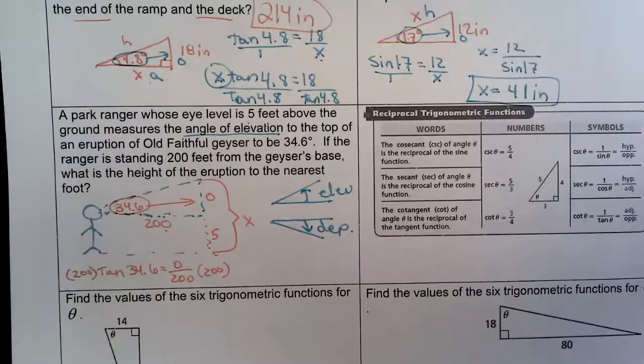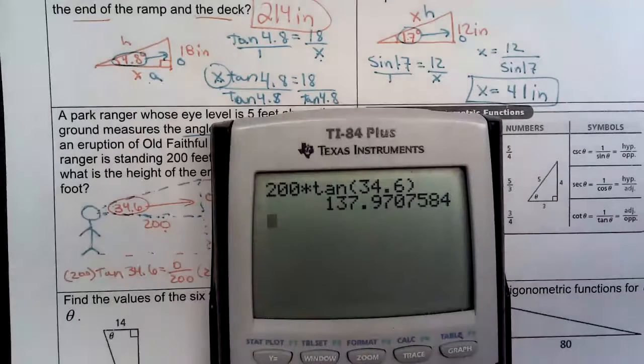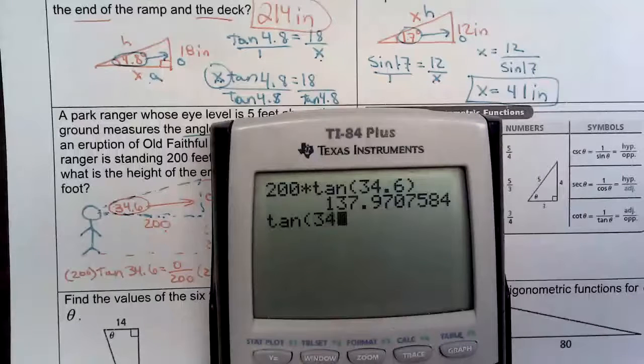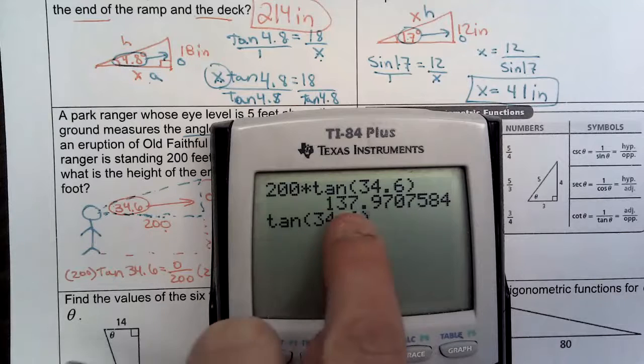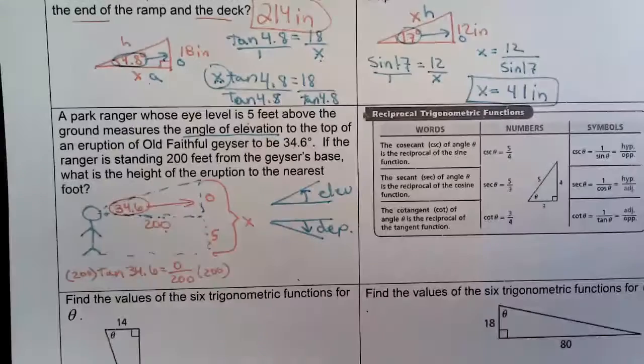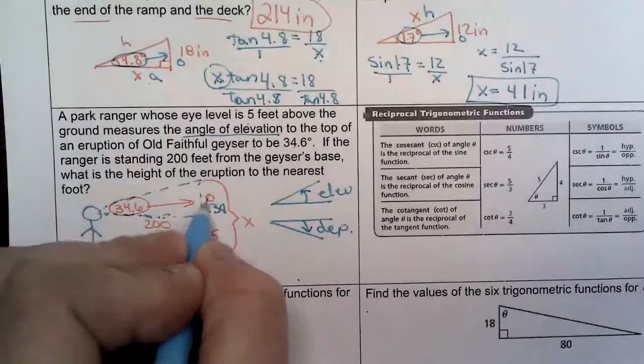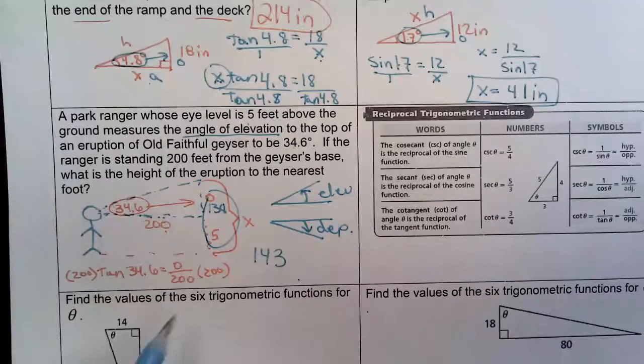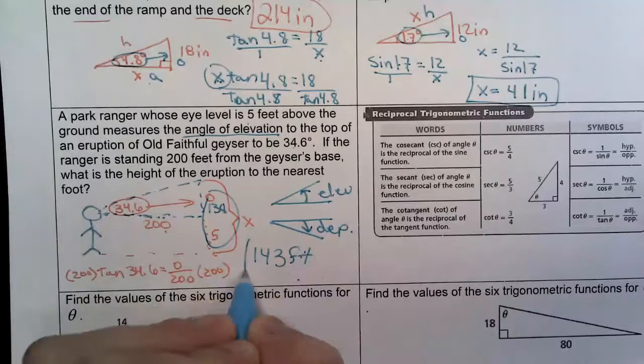And I get 200 times tangent 34.6. Remember that if you put tangent first in your calculator, okay, so if you do tangent of 34.6, you have to make sure you close that parenthesis after the angle measure. My answer here should be about 138. But if I don't close my parenthesis, I'm going to get the way wrong answer. Okay. All right, so this value is 138, but I have to add my 5 to it, and I get about 143 feet high.